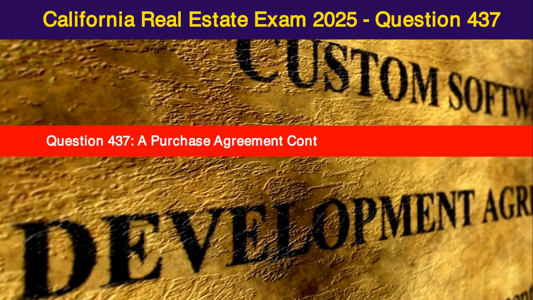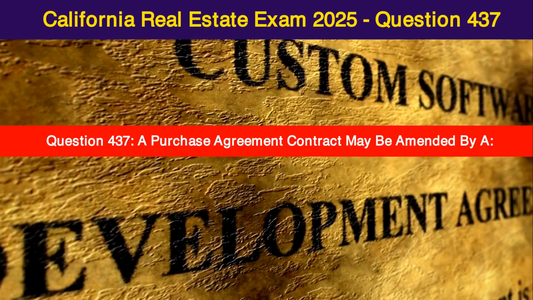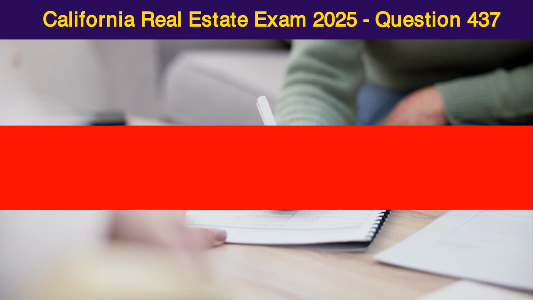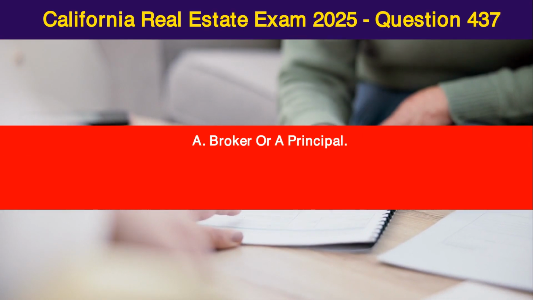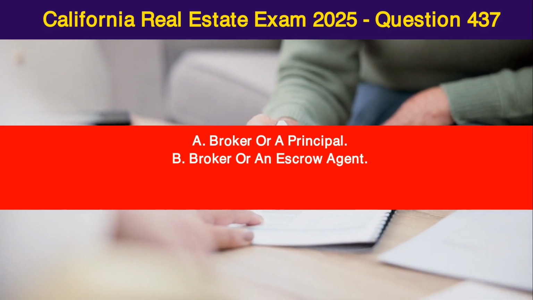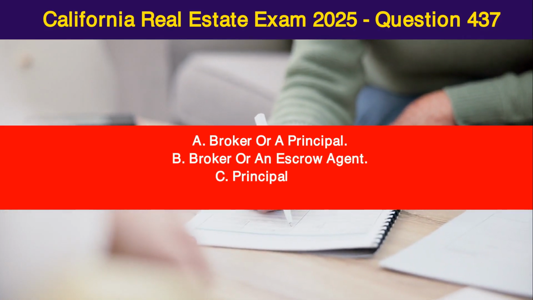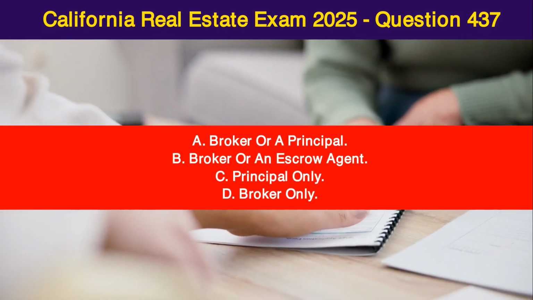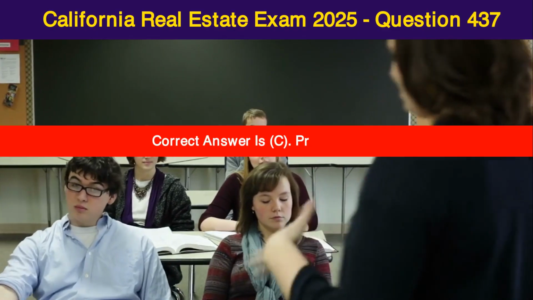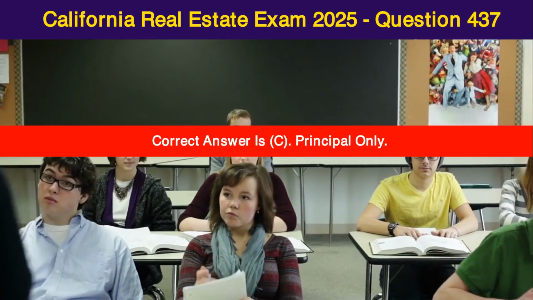Question 437. A purchase agreement contract may be amended by A. Broker or a principal, B. Broker or an escrow agent, C. Principal only, D. Broker only. Correct answer is C. Principal only.